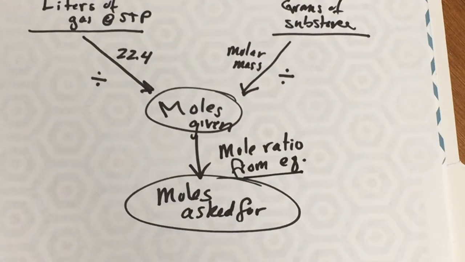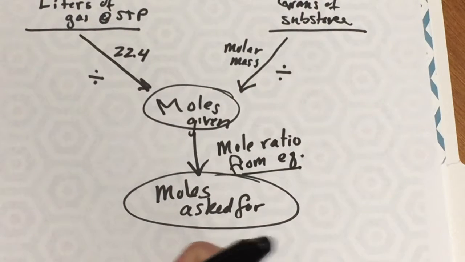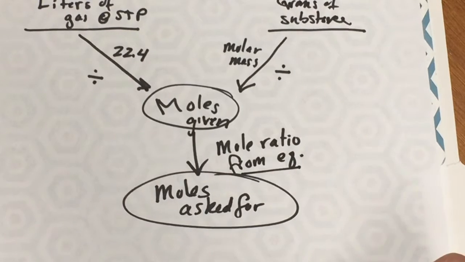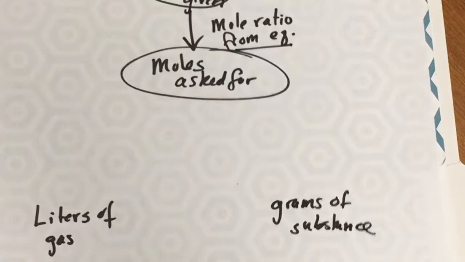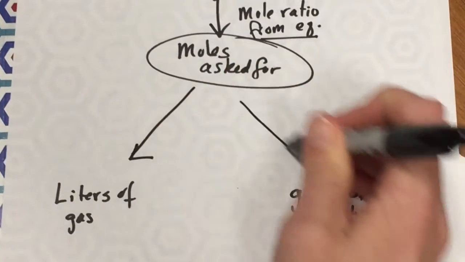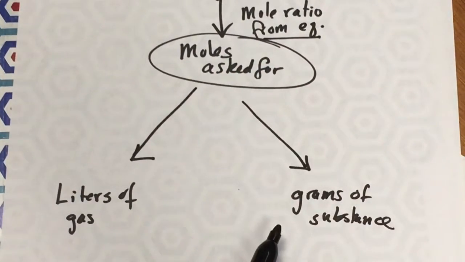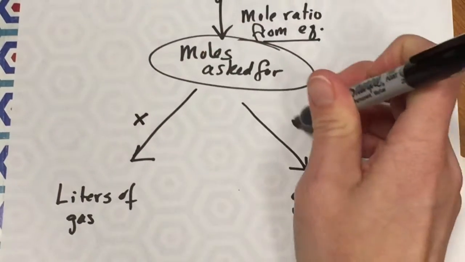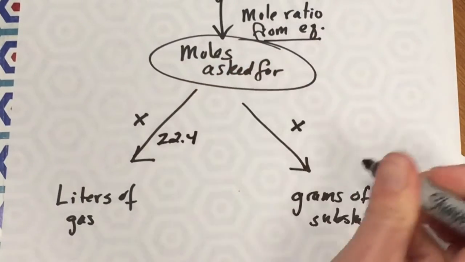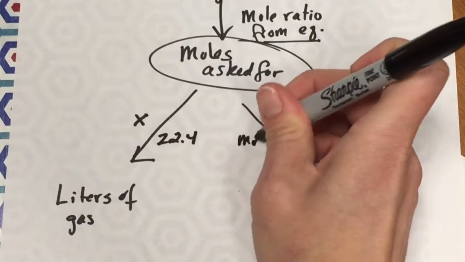And then your last step is to figure out what it is asking for. It could be asking you to put it in liters of a gas, or it could be asking you to give grams of the substance. These are the 2 things that it could be asking for. And how do we go from that? Well, it's the opposite of what we did before. We are going to multiply. And what do we multiply by? If it's liters, 22.4. If it's grams, the molar mass.